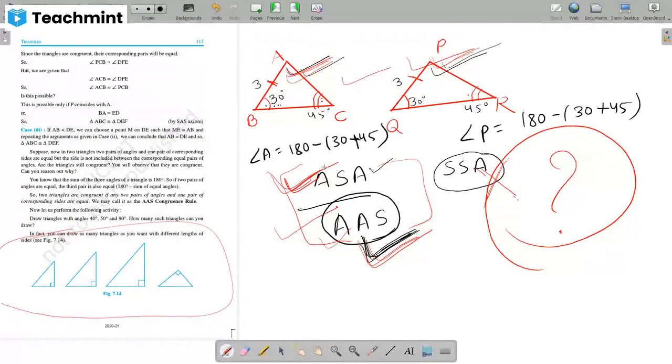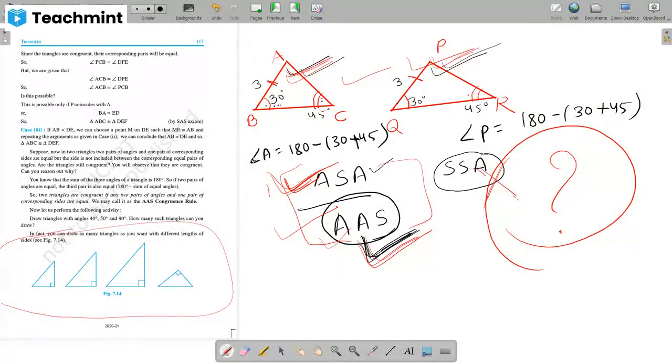It should be clear in your mind. This ASA and AAS actually both are the same because if two angles are equal, the third will automatically be equal, because there are only three angles in a triangle. Two are already equal, so the third one will automatically be equal. Right?